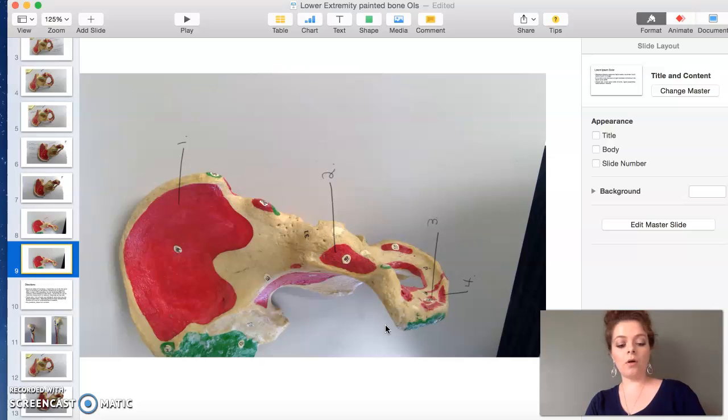And just a reminder, our origins are going to be in red and our insertions are going to be in blue. Number one, we will have the iliacus. Number two, we are going to have the pectineus. Number four, the gracilis. Number three, the adductor brevis. All of these being, because they're in red, origins.